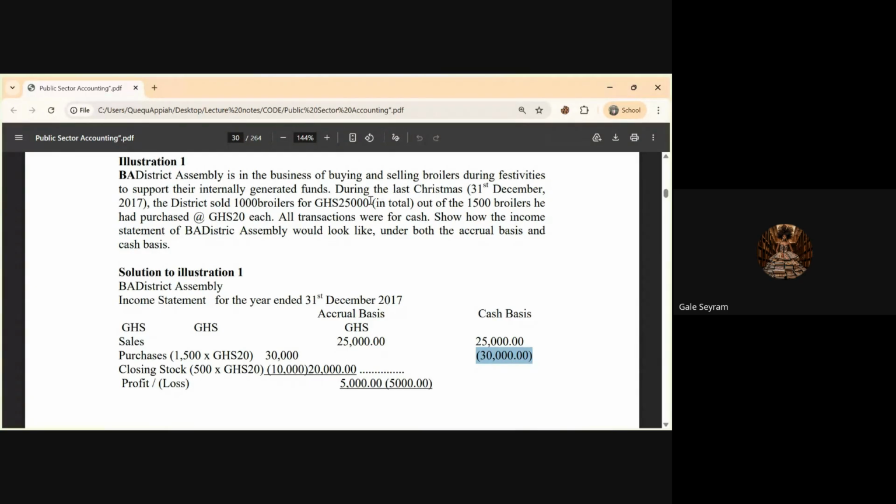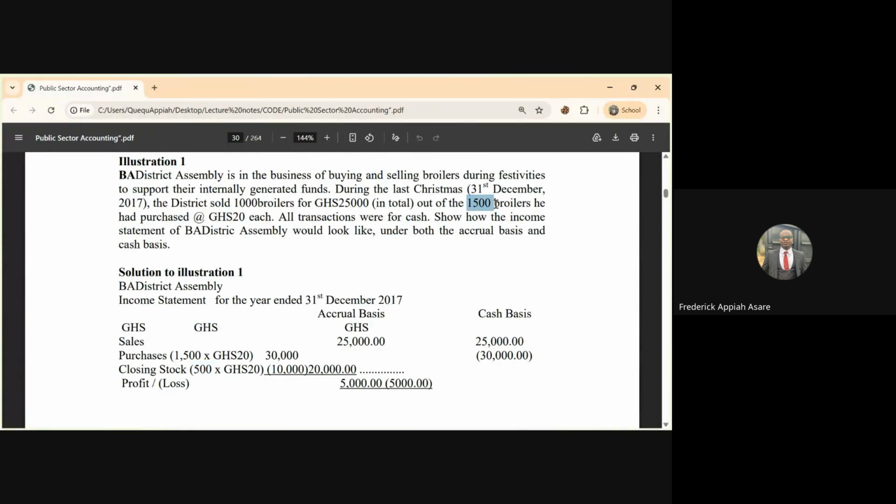Closing stock. They sold 1,000. They sold 1,000 here for 25,000. So that one will be the sales. That's why you see 25,000 here. Yes. Okay, sir. That is the sales.